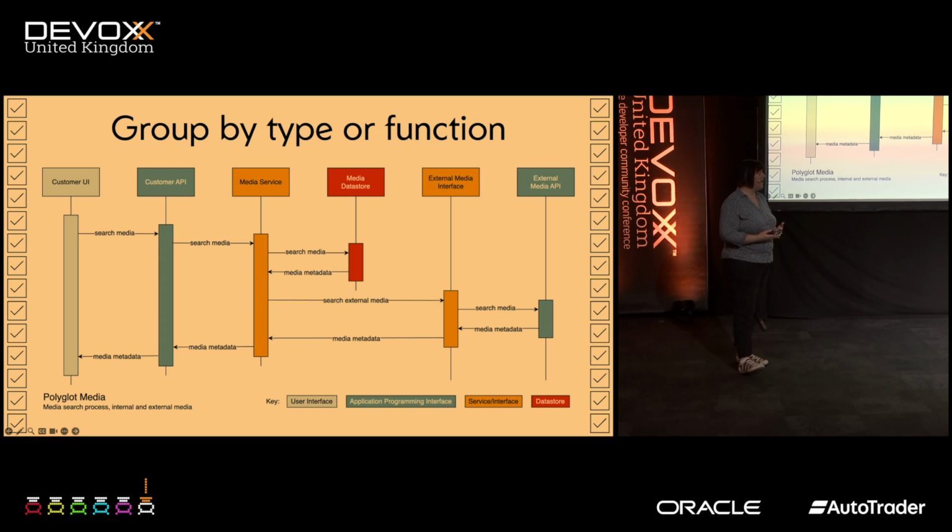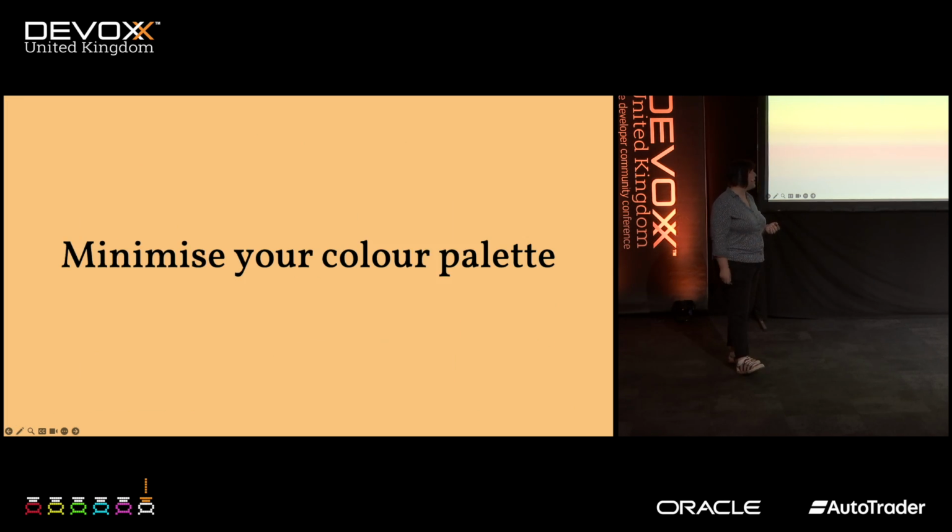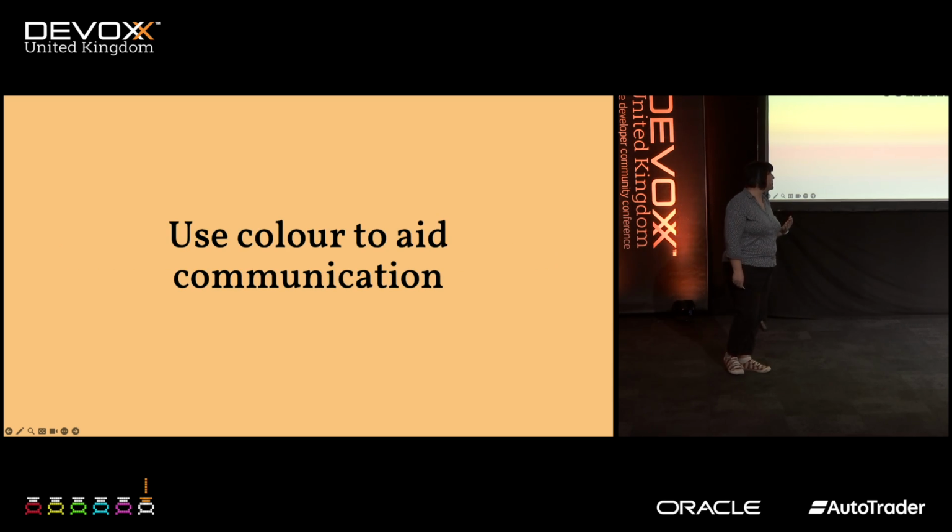Now, if you use color without having any meaning, people will try and read meaning into it because our brains are constantly looking for patterns. So if we minimize that color palette, it means that people have got less to keep in their heads. They can concentrate better. They can understand things better. And we're going to use that color to aid communication.